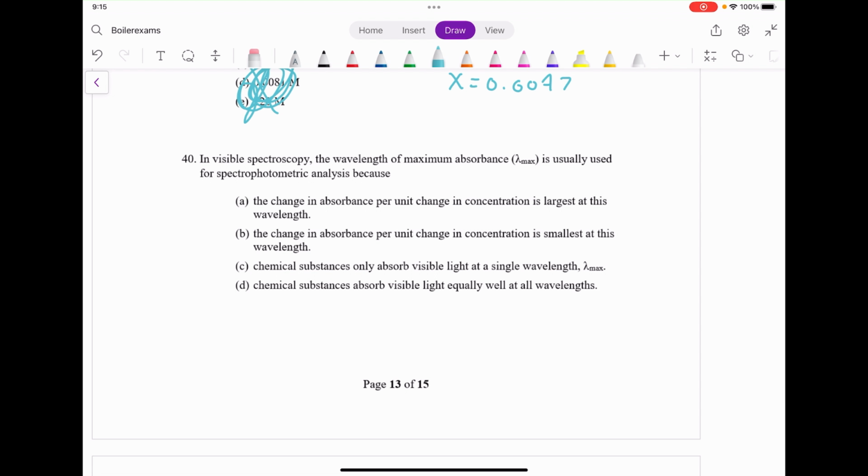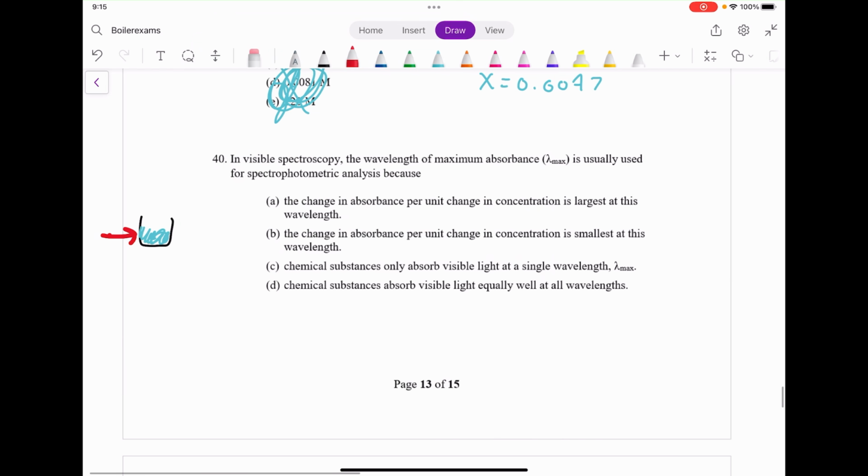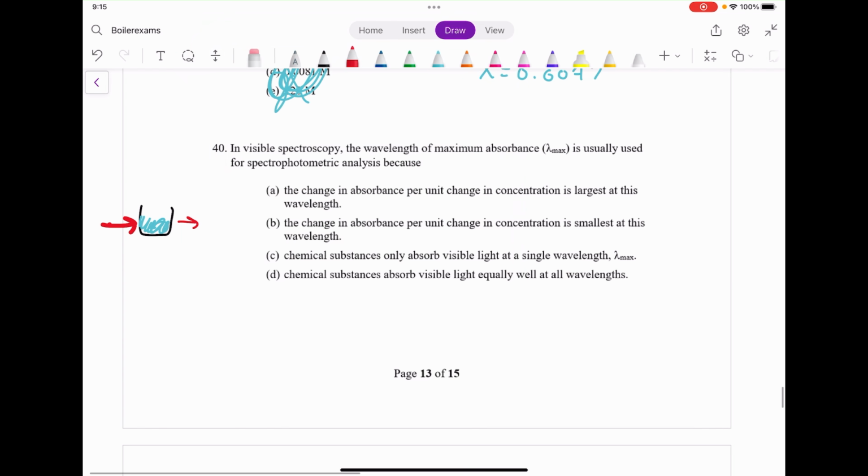40. In visible spec, the wavelength of maximum absorbance is usually used for spectrophotometric analysis because, okay, now we can explain this. So now when we're using Beer's law, let's do a quick example: if I have a solution, say I have a beaker, and I want to shoot some light at it, I shoot some light through it, less will come out the other end because part of it's absorbed. I think that's pretty intuitive.